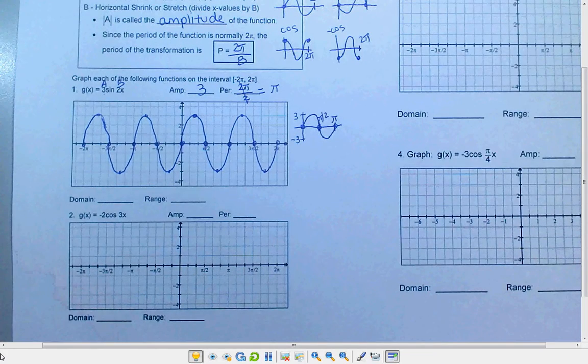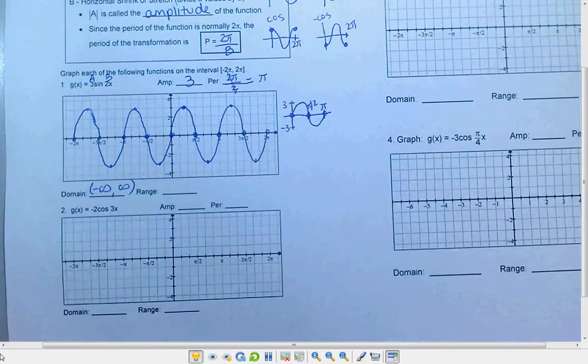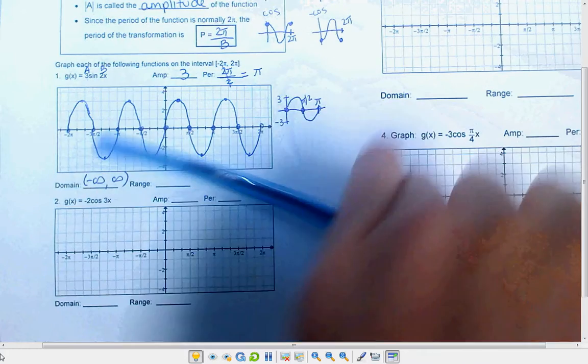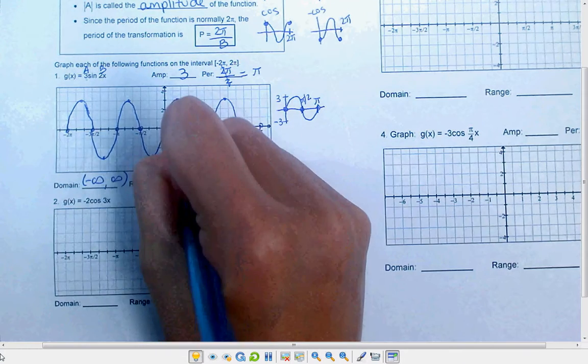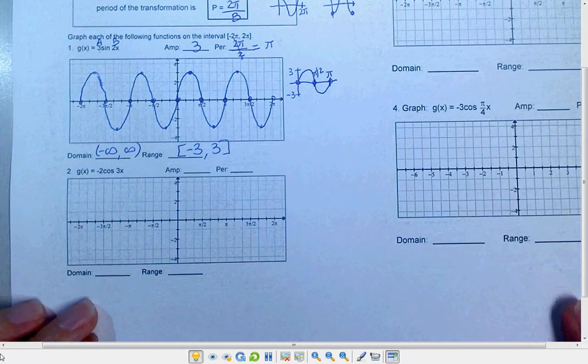So the domain of this is still the same because it keeps going on forever and ever in either direction, negative infinity to positive infinity. My range, however, is different because now the lowest y value is -3. My highest y value is +3. So my range is from -3 to 3.